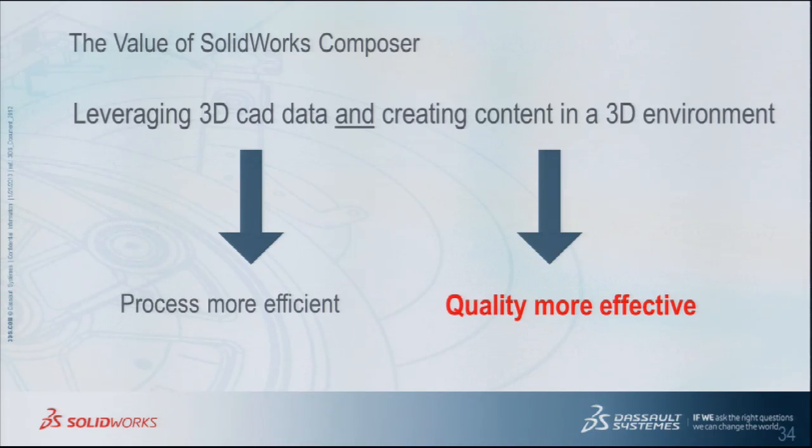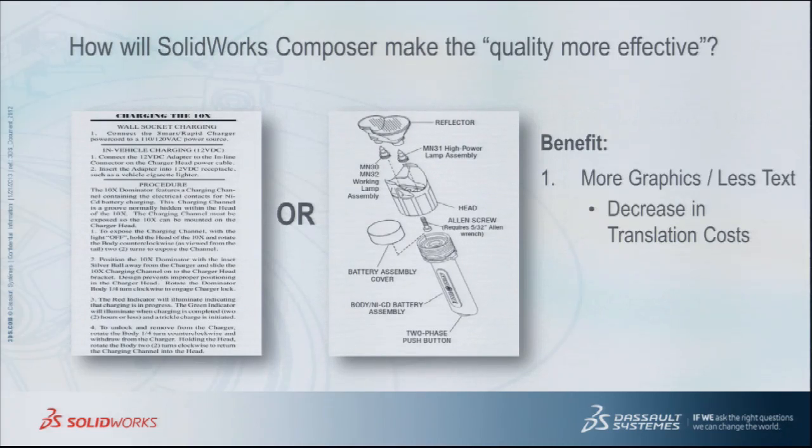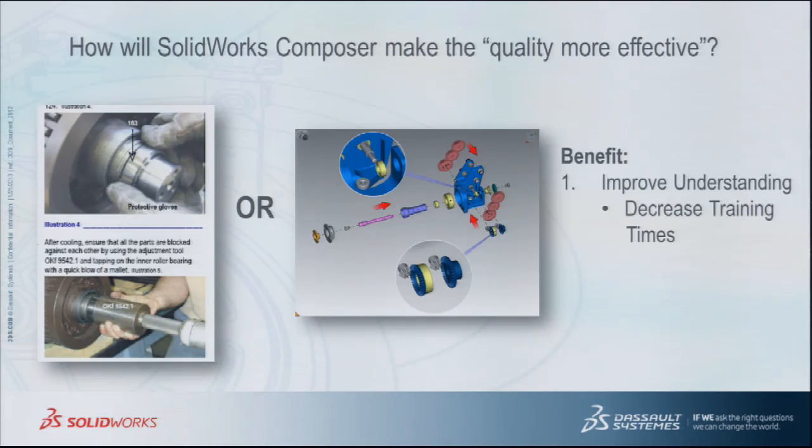How about quality? How are we going to improve that? Right? We talked about one of the strategies is less text, more graphics. Now again, that we can create it more quickly than we could before, start sooner in the cycle, we're going to decrease those translation costs. Now that we can create more content, higher level detailed content to explain these processes and procedures, decrease training times, all right, improve customer satisfaction, improve warranty.